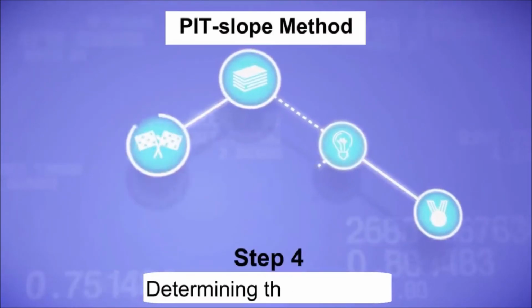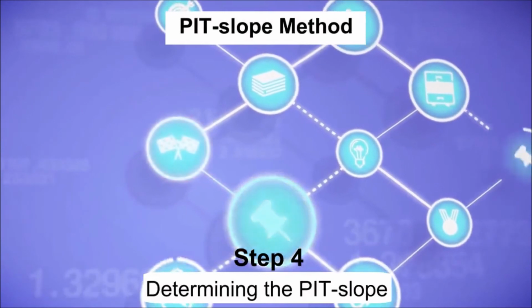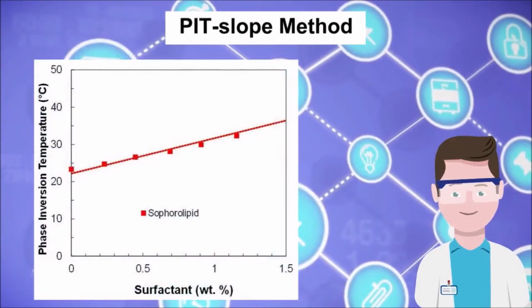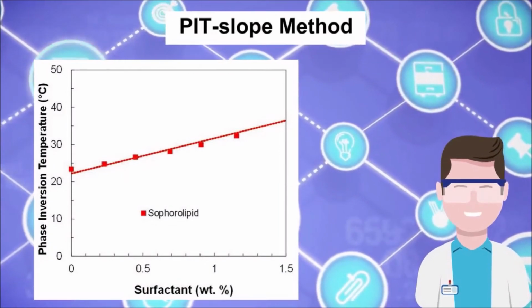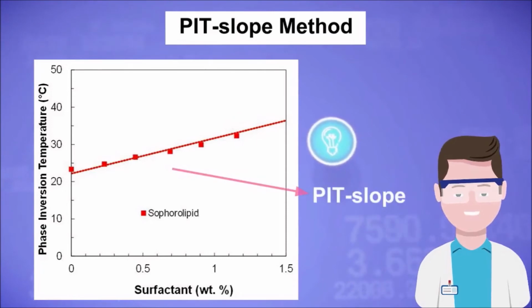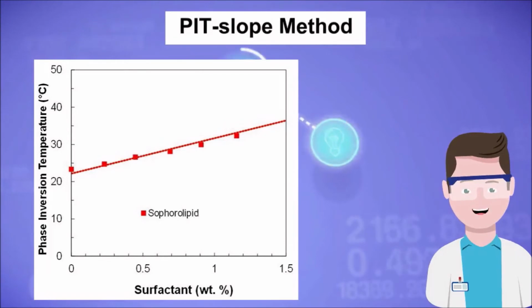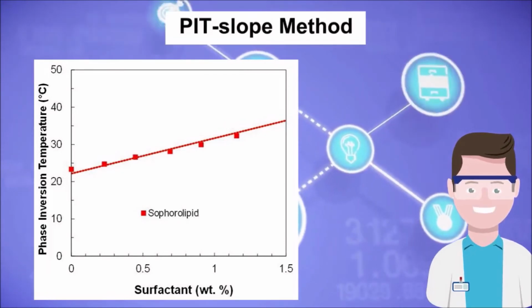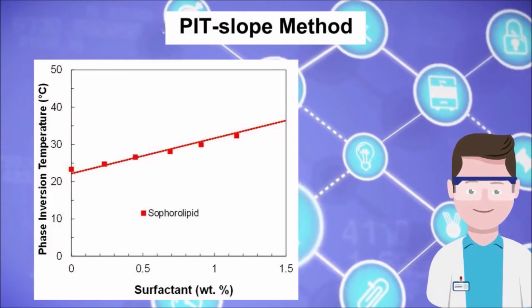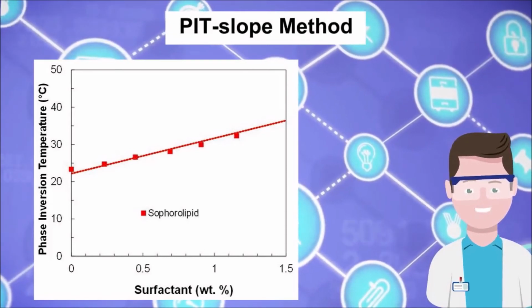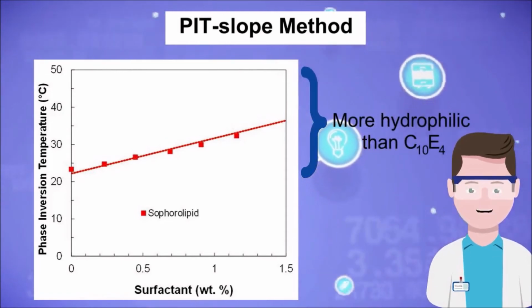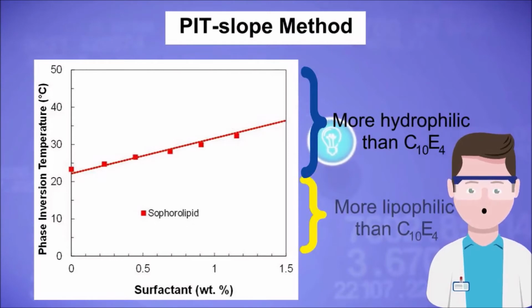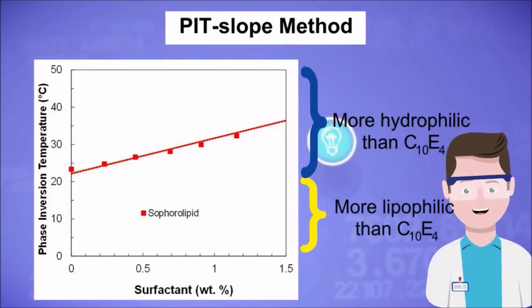Step 4. Determination of the PIT slope. Here we can see how the temperature increases proportionally to the concentration of the sophorolipid. The slope of this straight line is called the PIT slope, and it is a measure of the hydrophilicity of the studied surfactants. In our example, when adding the sophorolipid, the energy needed to produce the inversion increases compared with the reference system. If the PIT slope is positive, the surfactant is more hydrophilic than the C10E4, and if it is negative, the surfactant is more lipophilic.